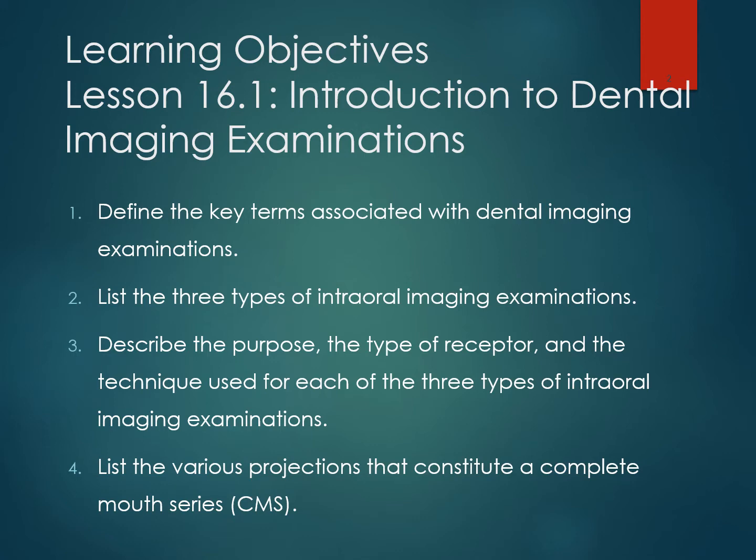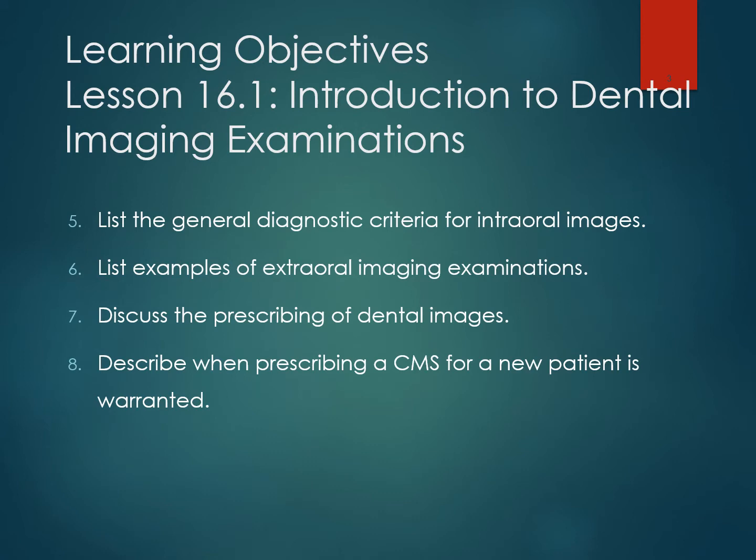We're going to list the three types of intraoral imaging examinations. We'll describe the purpose, the type of receptor, and the technique used for each of the three types of intraoral imaging examinations. Say that 10 times fast. And then we're going to list the various projections that constitute a complete mouth series. We will list the general diagnostic criteria for intraoral images. We'll list examples of extraoral imaging examinations.